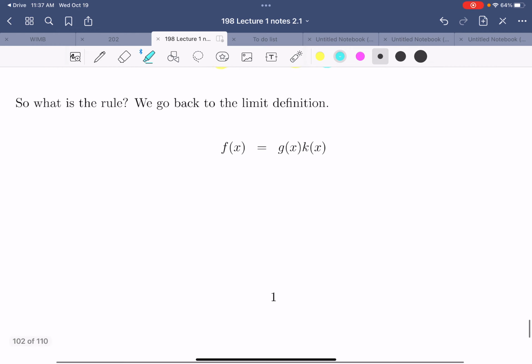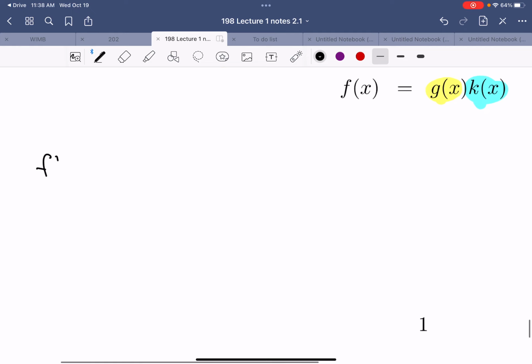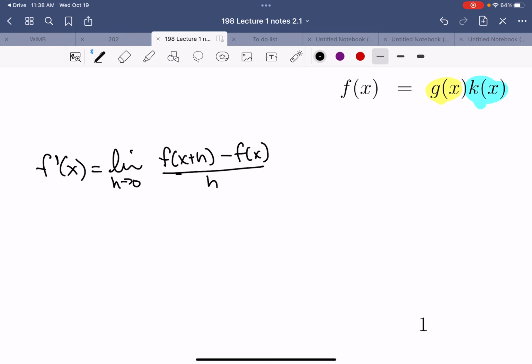When we need to find derivative rules, we go back to the limit definition. Let's suppose we have f of x equals g of x times k of x, one function times a second function, and I want to find its derivative. So I want to find f prime, which is the limit as h goes to 0 of f of x plus h minus f of x, all over h.